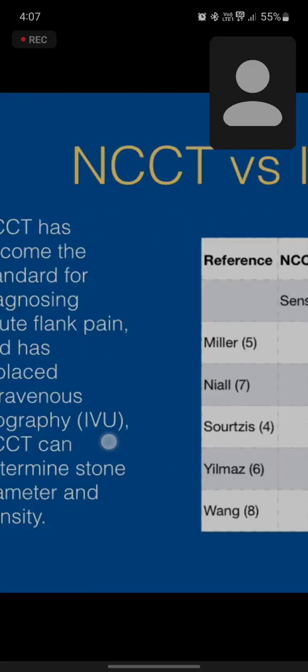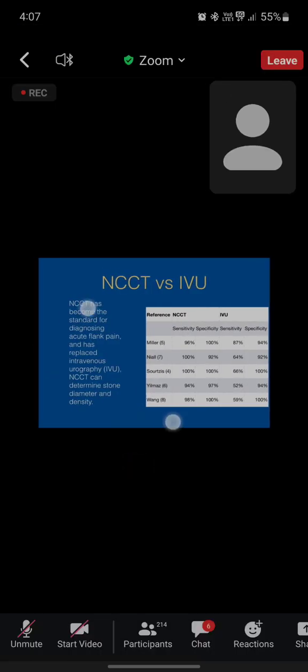Now, the most important debate which we even have in the urology forum is which is better, non-contrast CT scan or the old gold standard intravenous urography. So first I'll say that in the past IVU was the gold standard investigation for diagnosis of kidney and ureteric stone. But now the non-contrast CT scan abdomen is the investigation which we should do in a patient who comes with ureteric colic in our emergency or in our OPD.